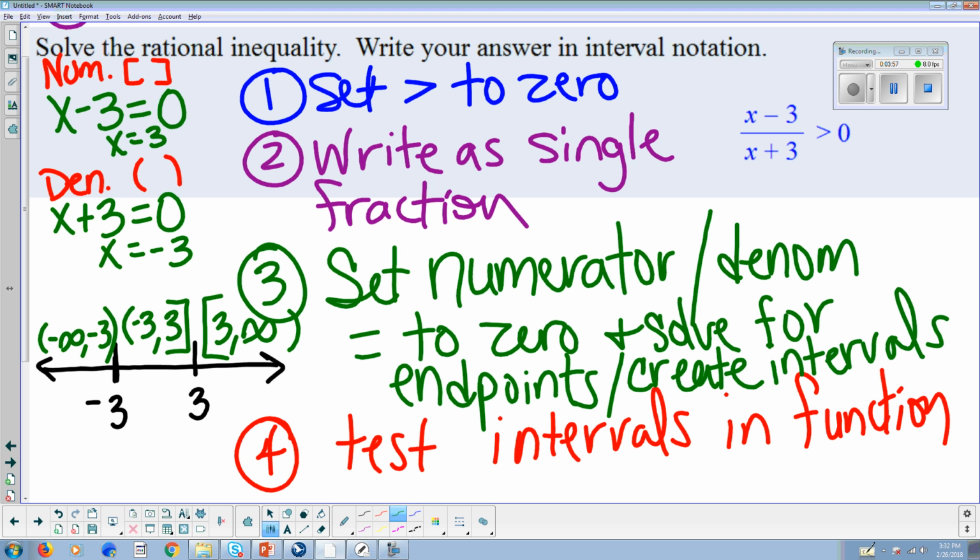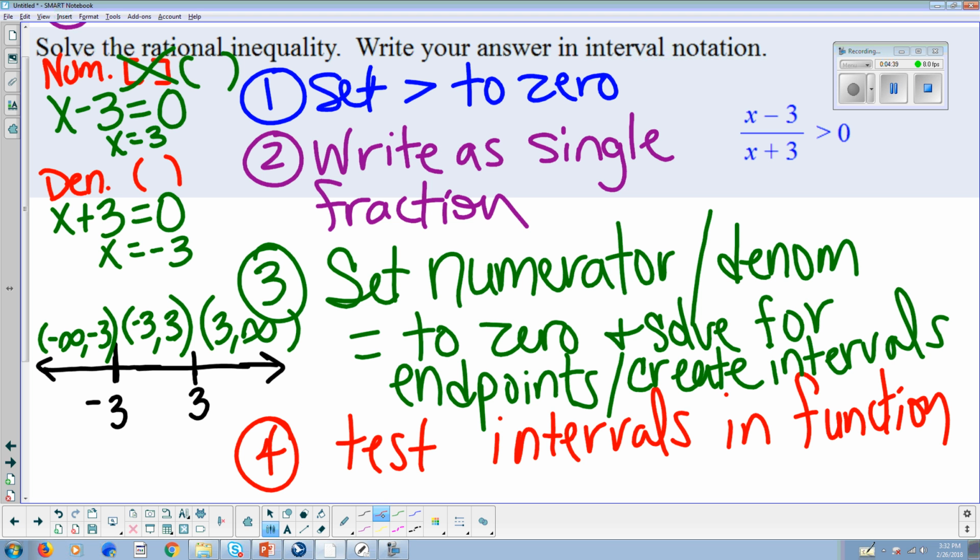Now, I have just realized that I told you something wrong, so I'm going to fix it right away. If this symbol here had been greater than or equal to, I would have done this correctly, and I would have had square brackets here and here. But since it did not have the or equal to symbol, I should have used all curvy brackets, even with the numerator. So the numerator only gets square brackets if it's the greater than or equal to symbol. Sorry about that. So the numerator is going to get curvy brackets here because it was not or equal to 0.